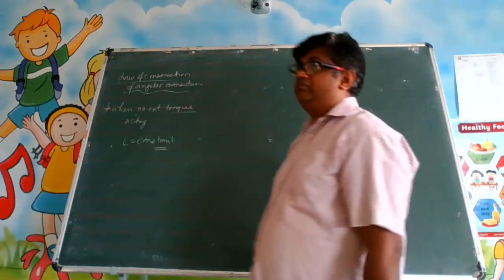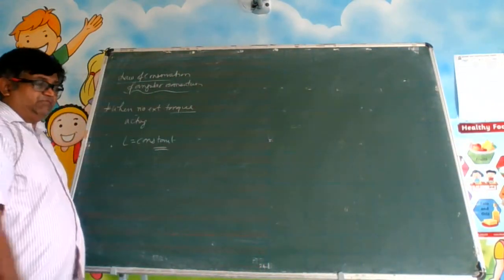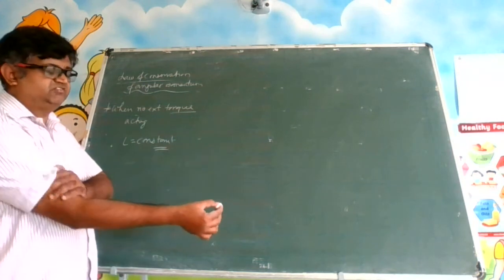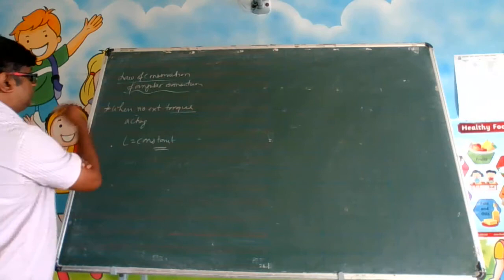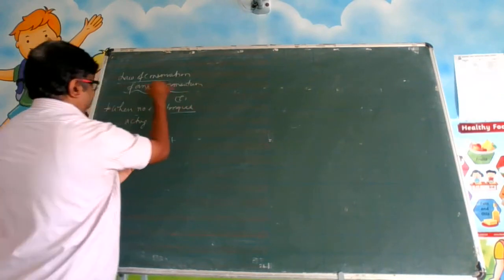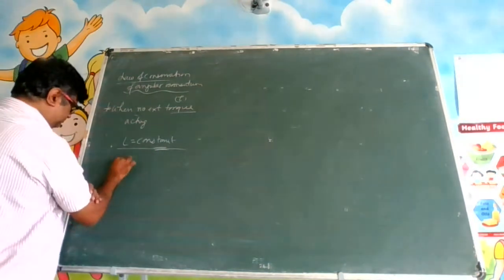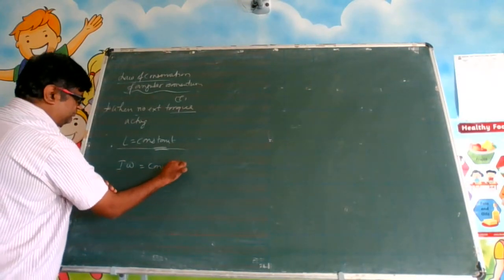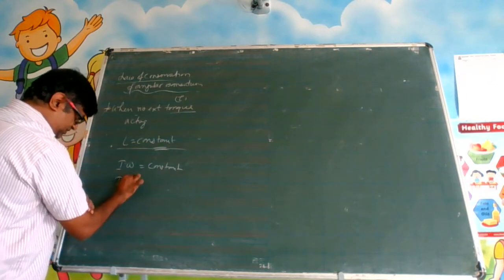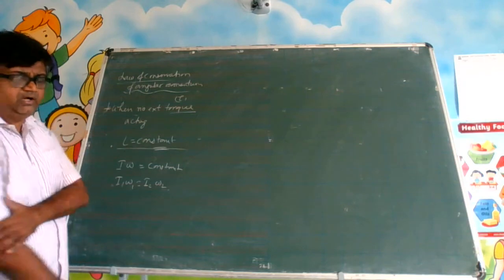Remember, law of conservation of linear momentum we have discussed, when no external force is acting on the system. Here, no external torque is acting on the system, then L is equal to constant. What is the direct meaning of this? I omega will be constant. Suppose any question comes, you can use the condition I1 omega 1 is equal to I2 omega 2.